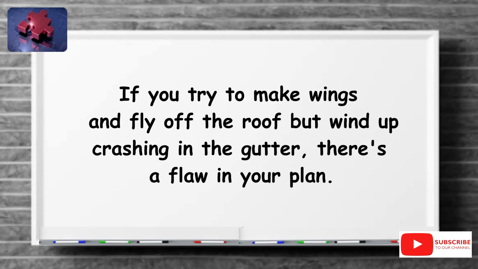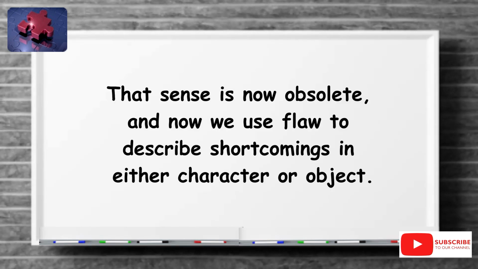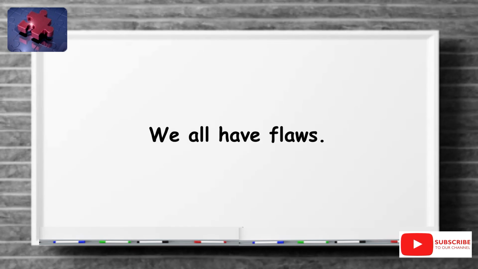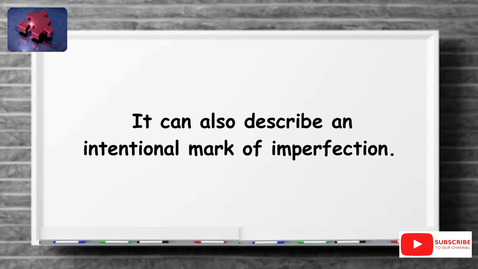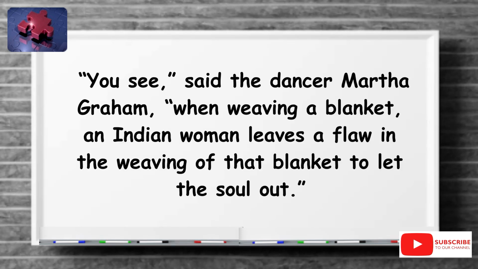If you try to make wings and fly off the roof but wind up crashing in the gutter, there's a flaw in your plan. In the early 14th century, when the noun flaw was first recorded, it referred to a snowflake or spark of fire. That sense is now obsolete, and now we use flaw to describe shortcomings in either character or object. We all have flaws. It can also describe an intentional mark of imperfection. You see, said the dancer Martha Graham, when weaving a blanket, an Indian woman leaves a flaw in the weaving of that blanket to let the soul out.